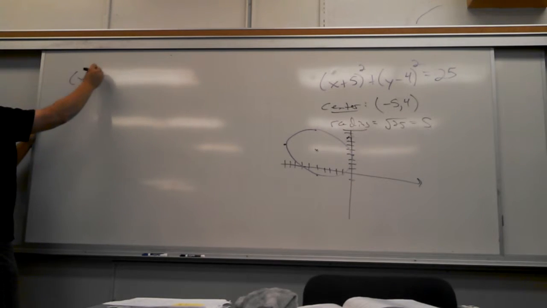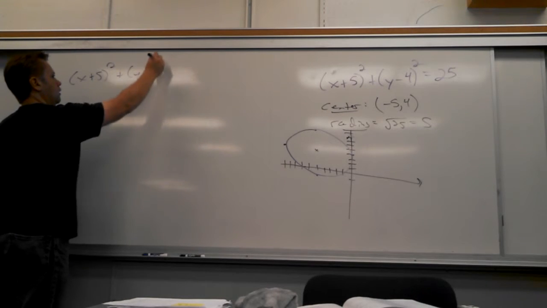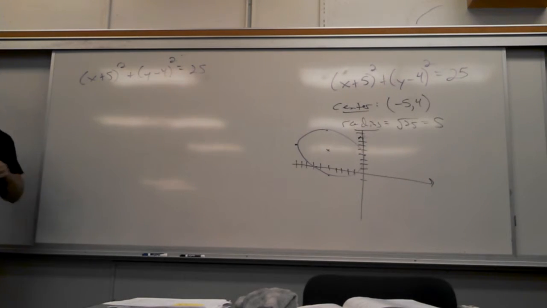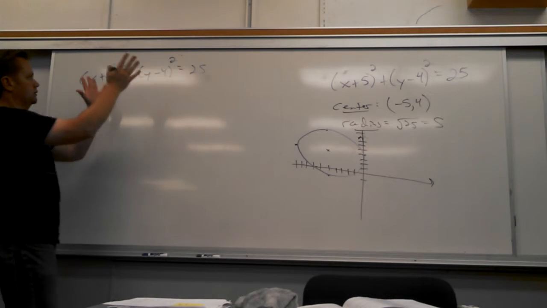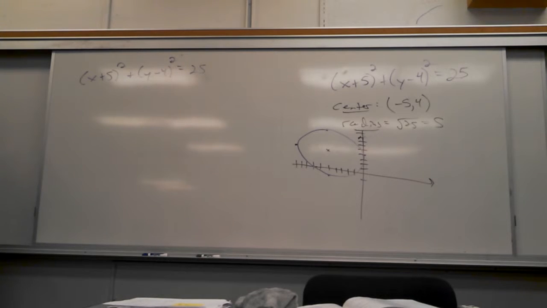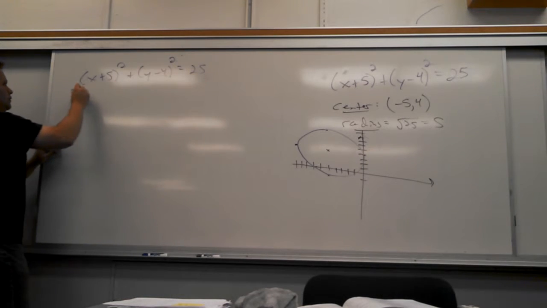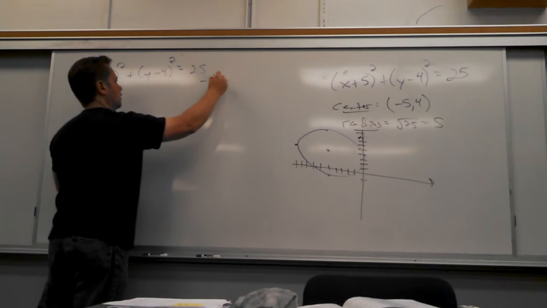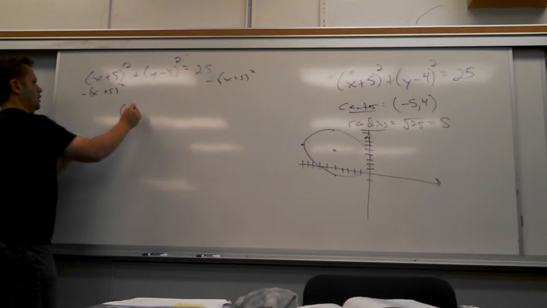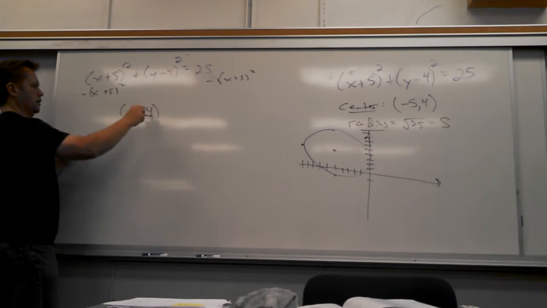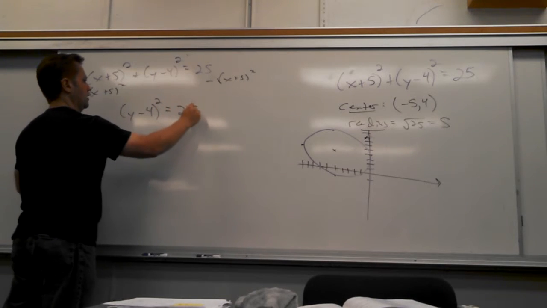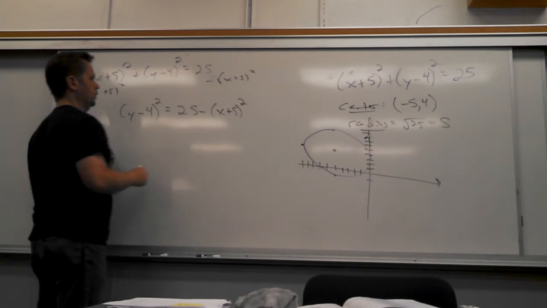How do I solve this for y? Break them down. I don't want a square root right now. What do you always do when you're trying to solve for a variable? You always get the variable alone first. That's the theme from this semester. Subtract that thing, minus x plus 5. So you get y minus 4 equals 25 minus x plus 5 squared.